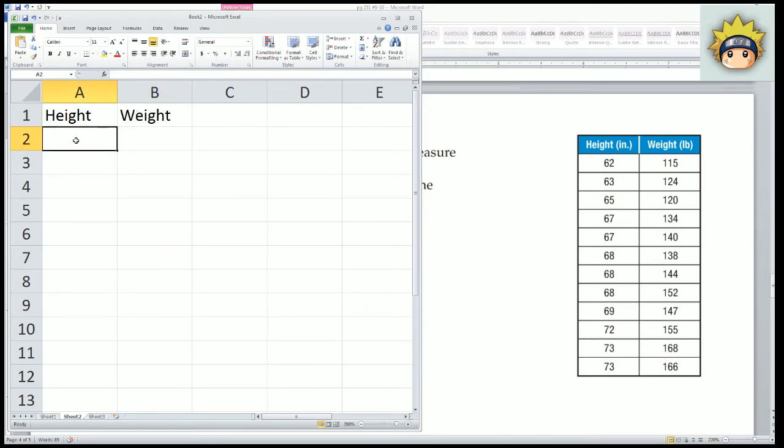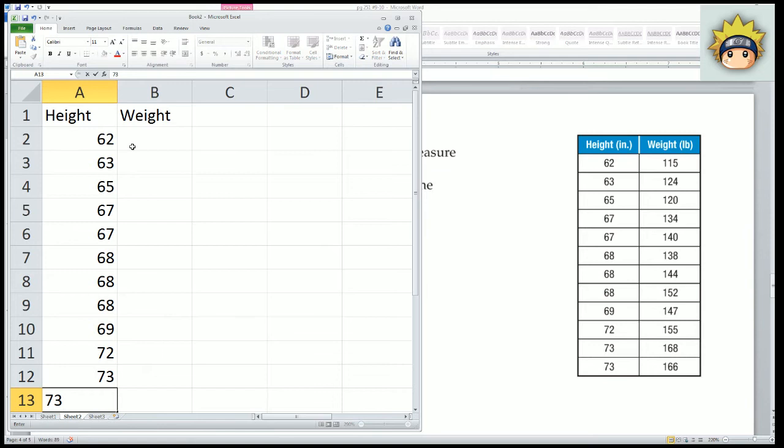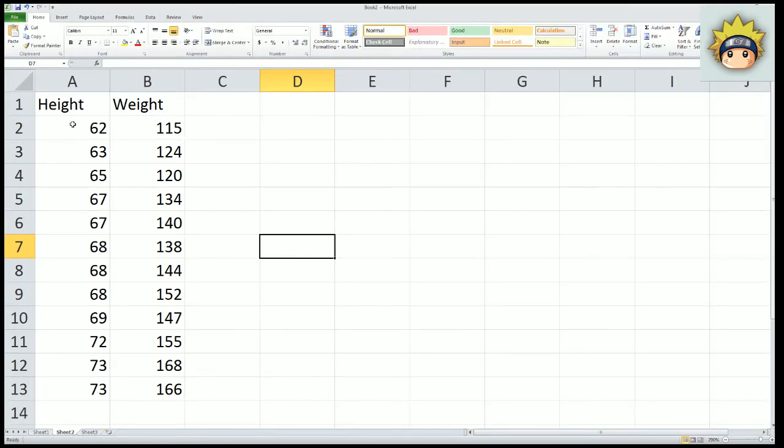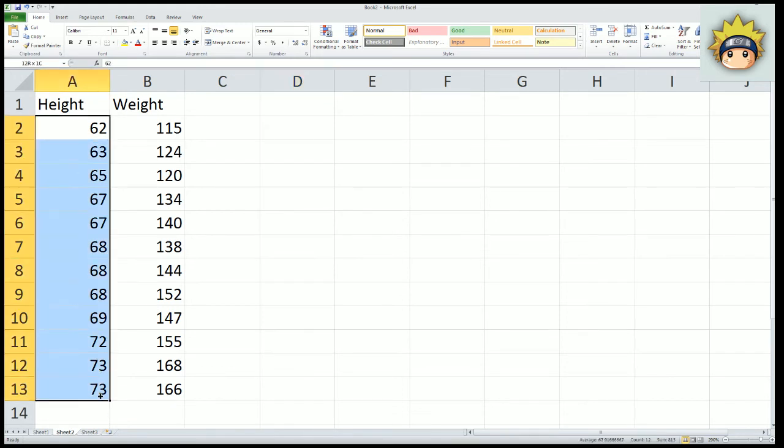62, 63, 65, 67, 67, 68, 68, 68, 69, 72, 73, and 73. Perfect, I got all the data points in there. If it's 62 height, it's 115, then 124, 120, 134, 140, 138, 144, 152, 147, 155, 168, and 166. I just enter it to match exactly like this. Okay? Good? After I have this, I want to select the data here and here.